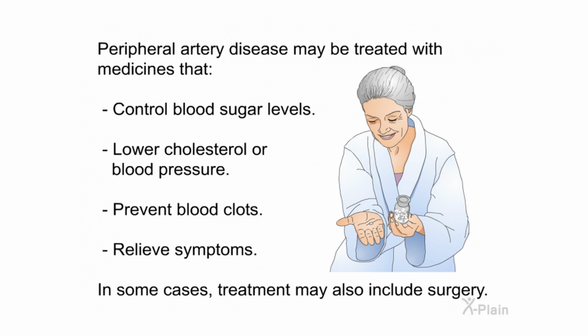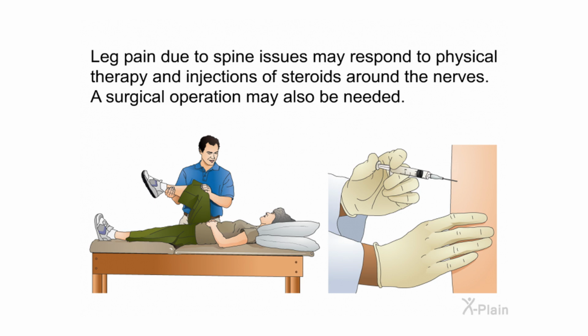Peripheral artery disease may be treated with medicines that control blood sugar levels, lower cholesterol or blood pressure, prevent blood clots, relieve symptoms. In some cases, treatment may also include surgery. Leg pain due to spine issues may respond to physical therapy and injections of steroids around the nerves. A surgical operation may also be needed.